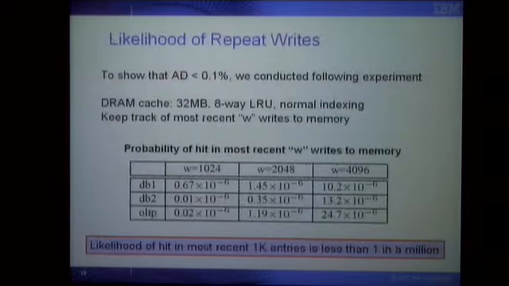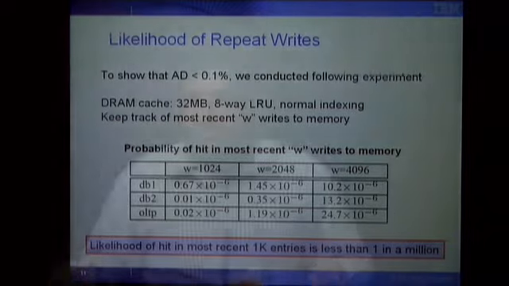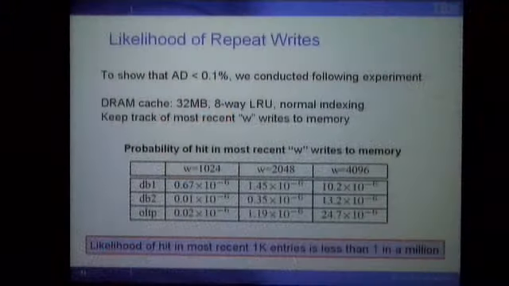To prove that the attack density for typical applications is indeed less than 0.1%, we conducted a very simple experiment. We had a 32 megabyte last level cache, and we kept track of the last W writes that were evicted from this cache. So let's say we want to track the last 1,000 writes. What's the probability that a given write can match any of the 1,000 writes? So we found out that for the last 1,000 writes, the probability that a given write would match any of the last 1,000 writes is very low. It's less than 1 in a million.